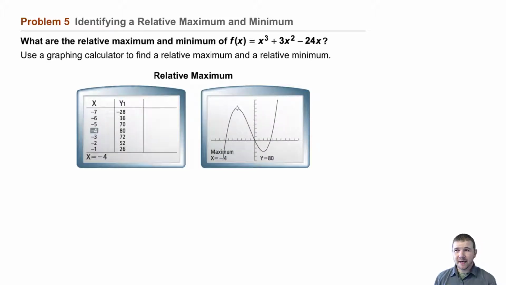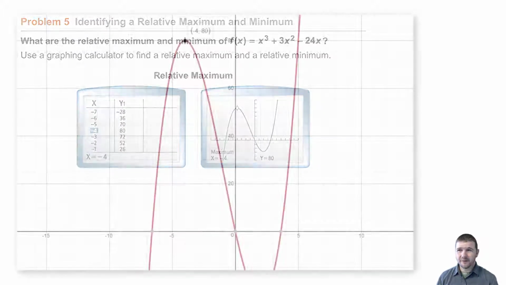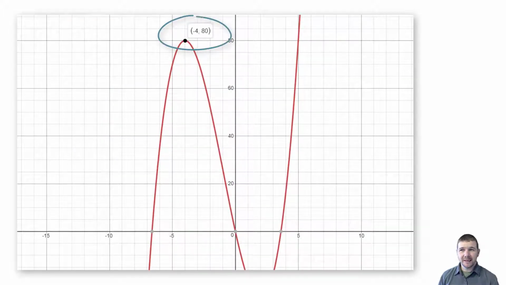and if using a graphing calculator, use the calculate feature, establish a left bound, a right bound, and a guess, and let the calculator indicate to you that the maximum here, or relative maximum, is at x equals -4, y equals 80. On Desmos, of course, we would graph the function and then simply click on or very near to the relative maximum, and that point of interest would first become selected and then labeled with its coordinates.